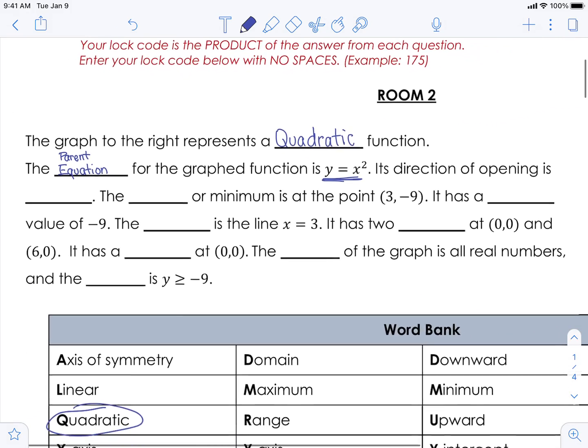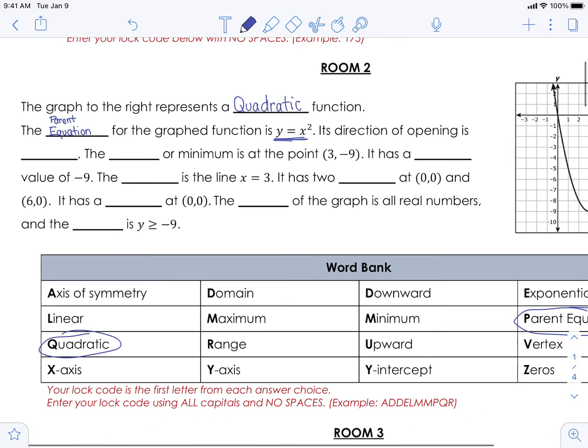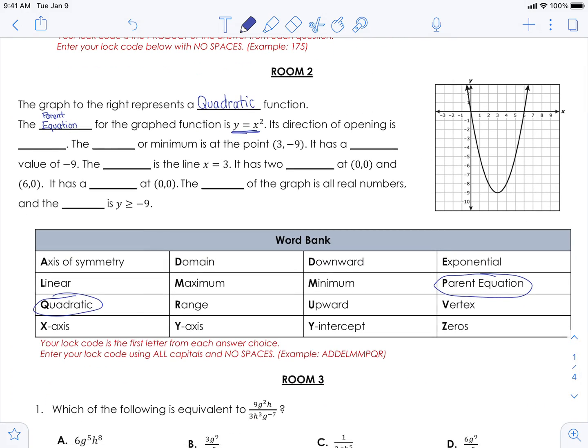Its direction of opening is blank. Well, it's making that U-shaped smiley face, so that's going to be upward. The blank or minimum is at the point 3, negative 9. That's this point right here. That is also known as the vertex. It has a blank value of negative 9. Well, negative 9 is the lowest value, so that is known as the minimum value or min value.